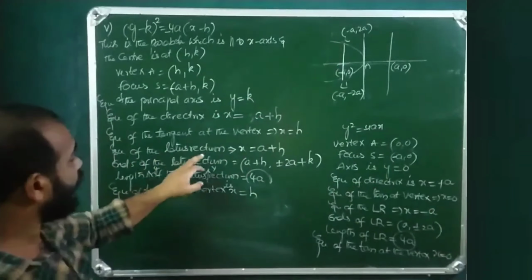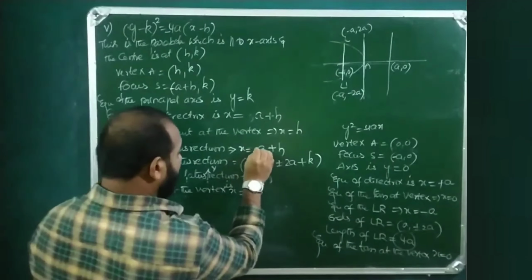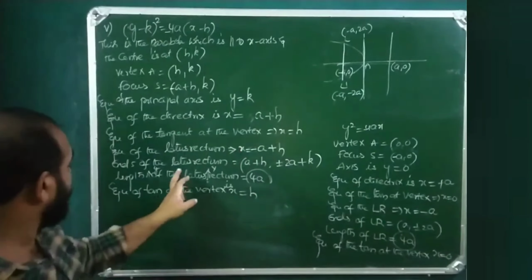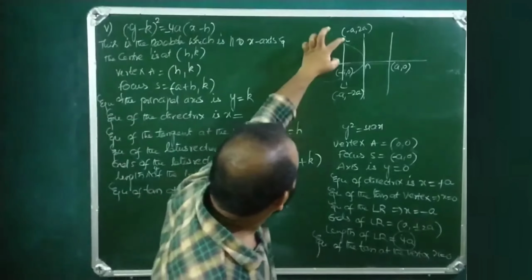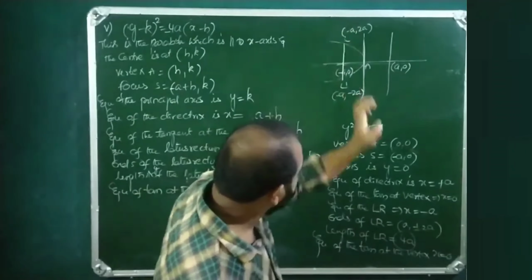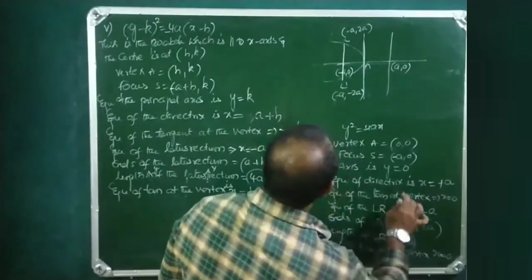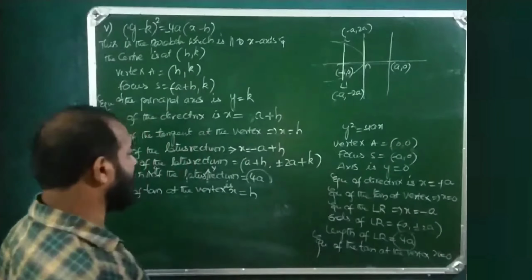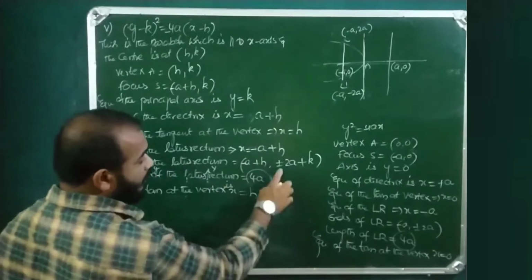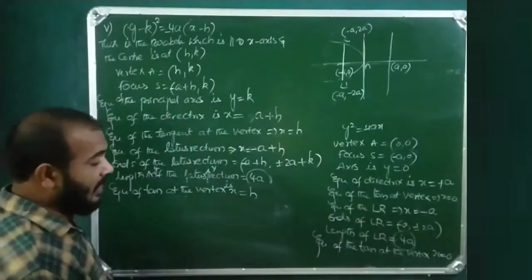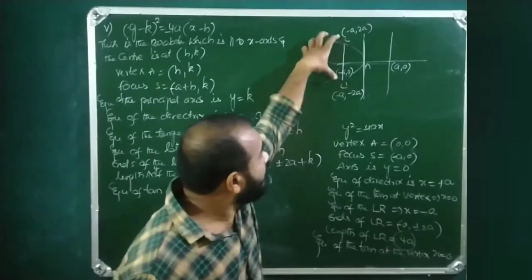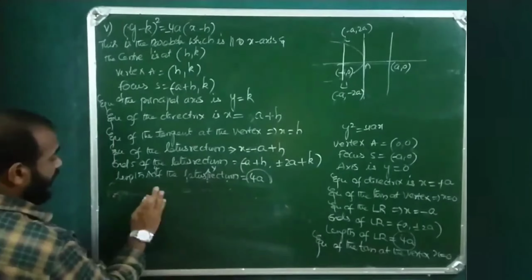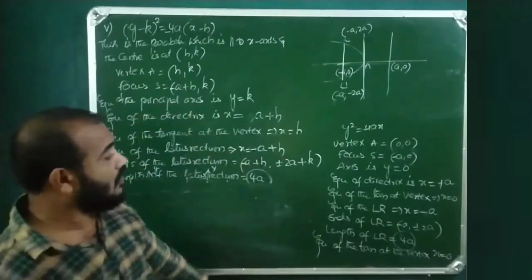Here the equation of the latus rectum is x equals to minus a plus h. Ends of the latus rectum are minus a comma plus or minus 2a. Here minus a plus h comma plus or minus 2a plus k. And the length of the latus rectum is 4a. Here also it won't be changed. The length of the latus rectum is 4a. So these are the things.